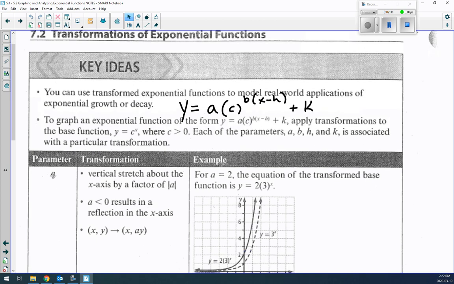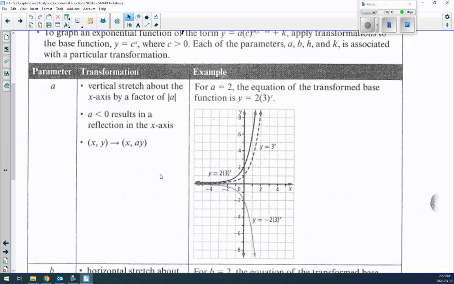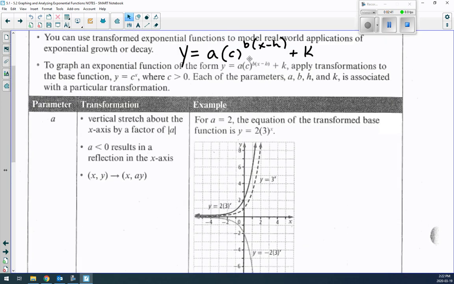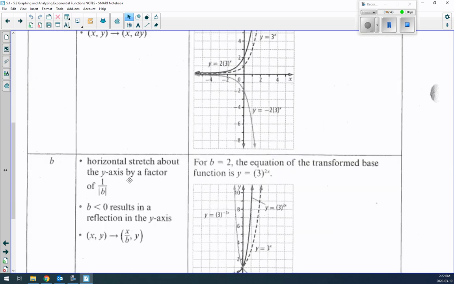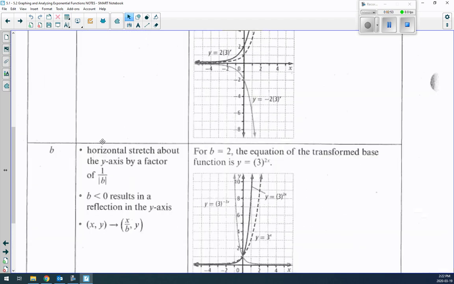So a is a vertical stretch, right? So if it's a, it's a vertical stretch. And if it's negative, it flips it over the x-axis. That's pretty easy. What about b? b is a horizontal stretch, but it's 1 over b, right? So that's our standard backwards one that we know of. And then if it's negative, where does it flip it? Yeah, it flips it over the y-axis.